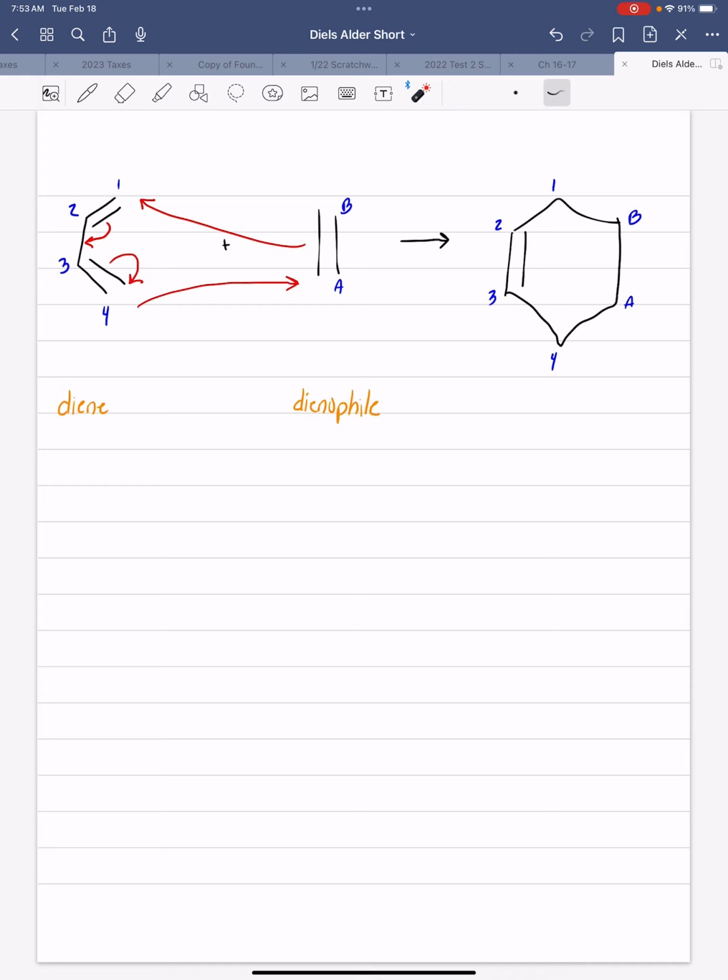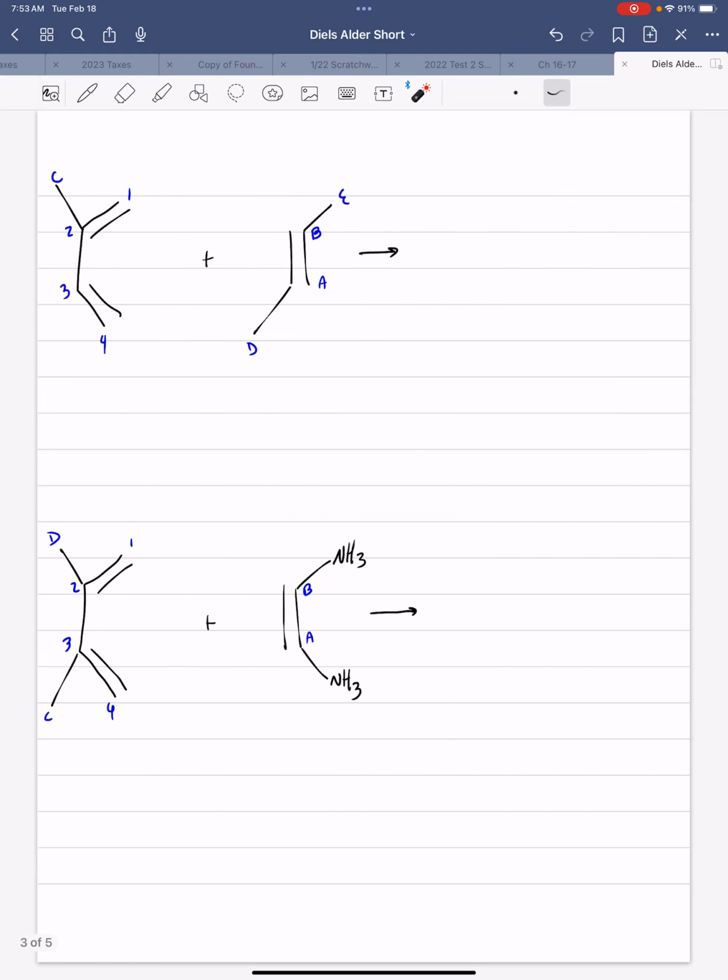Let's do a few examples. So here's our diene, here's our dienophile. Always have your carbons numbered like this: 1, 2, 3, 4, A, and B. And that base product is never going to change, so we can just go on ahead and show that. And if you want to see your red arrows, this comes down, this goes over, this flips up like so. And we're going ahead and number these.